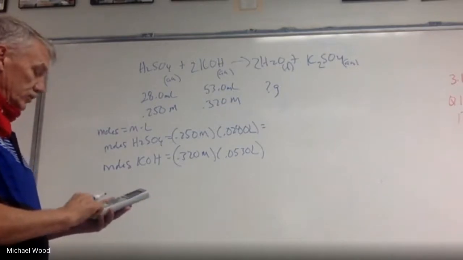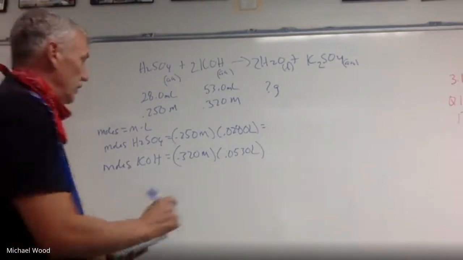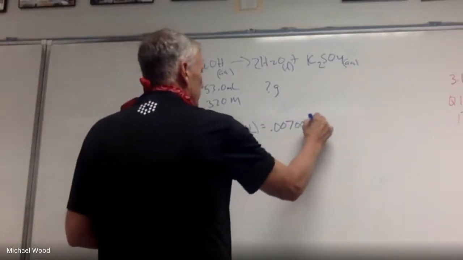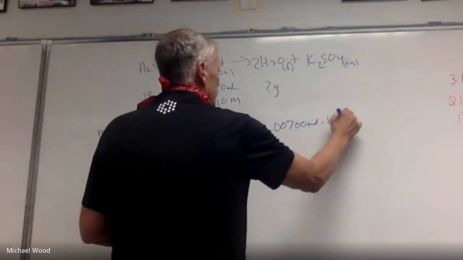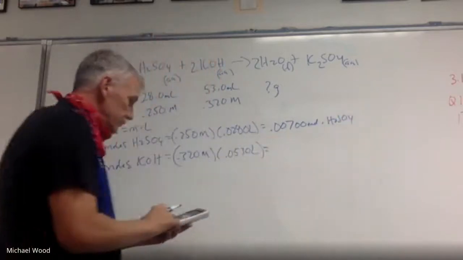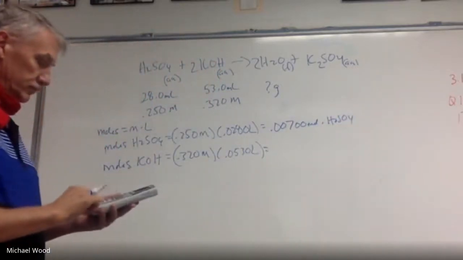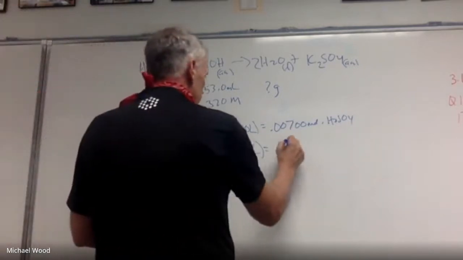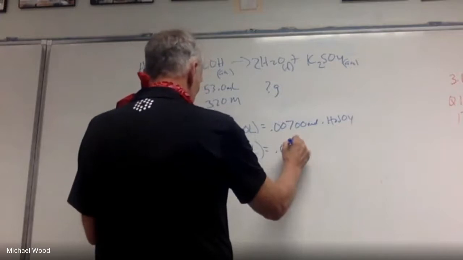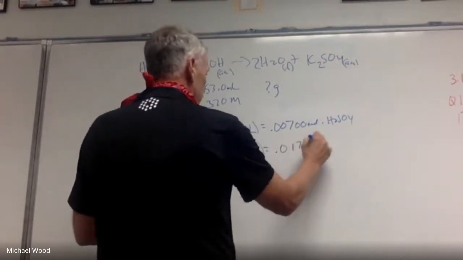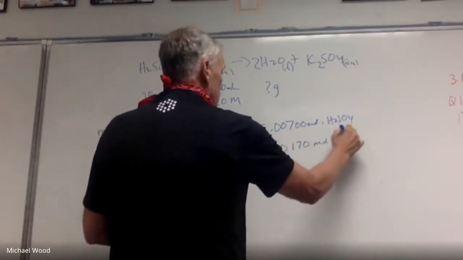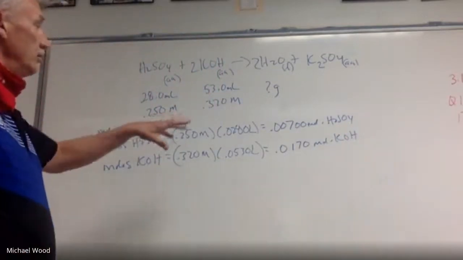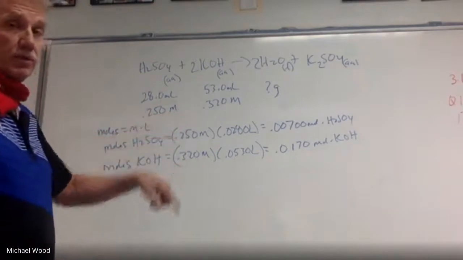Okay, so I've got 0.25 times 0.028. So we get 0.007, get my sig figs right, moles of H2SO4. I have 0.010170 moles of KOH. So I wrote out the reaction. I got all into moles. Now I got to figure out which is limiting, which runs out first.